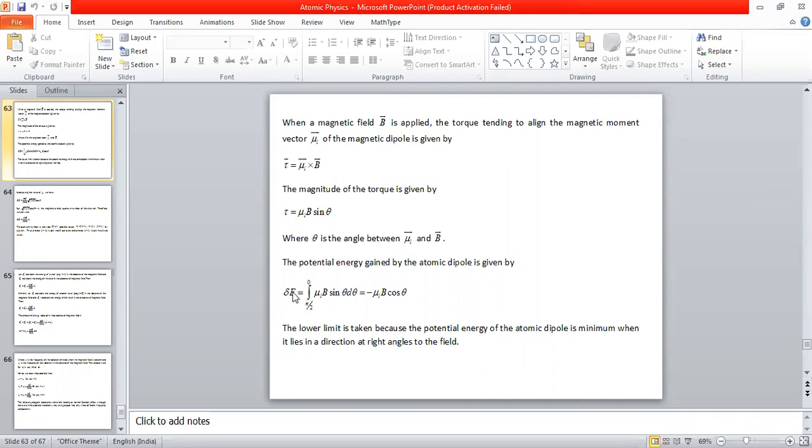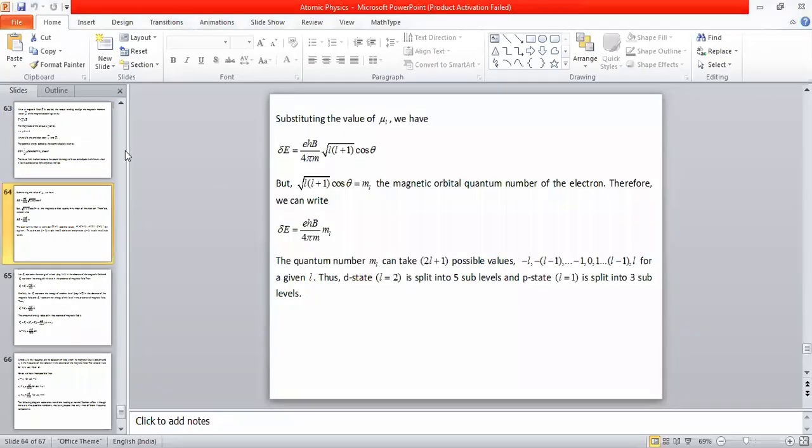The change in potential energy delta E is given by the integral from π/2 to 0 of mu L b sin theta d theta. Mu L into b is constant, so take it outside. The integration of sin theta is minus cos theta. The minus comes outside, and you substitute the limits π/2 to 0: cos of 0 minus cos of π/2, which is 1 minus 0. There is a negative sign outside. So the change in potential energy becomes equal to minus mu L b cos theta.